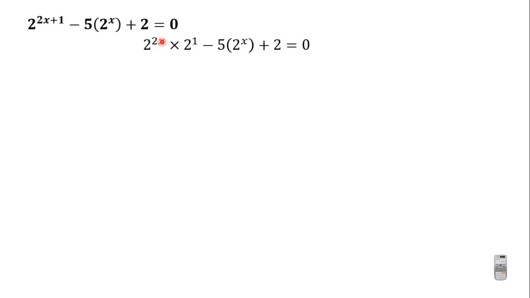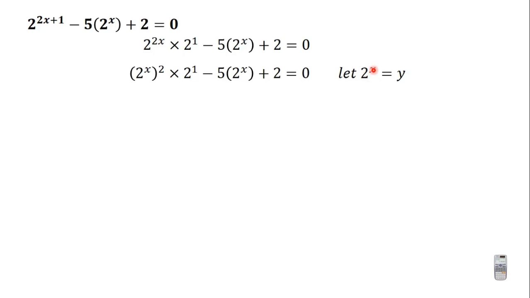2 exponent 2x can also be written as 2 exponent x in a bracket, then exponent 2, times 2 exponent 1, minus 5 into brackets 2x plus 2 is equal to 0. We have 2 exponent x in these two brackets. So we are going to represent 2 exponent x with a variable. We are using the variable y.